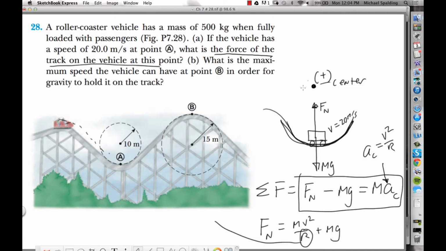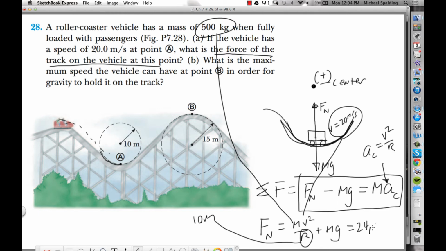So r, what's the radius of this first circular path? The radius is 10. So guys, you plug the numbers in. We got the mass is 500. That gets plugged in for m. The velocity is 20. So when you plug in, you get 24,900 newtons. That's the normal force on the car. Okay? Now, part B, let me revert this. Everybody got that copied?